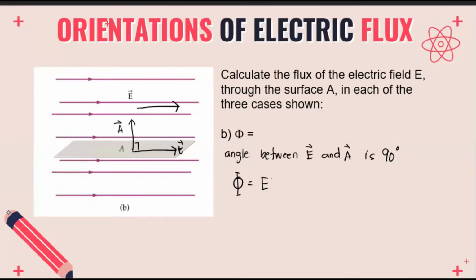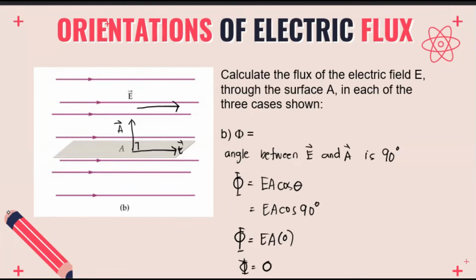Applying the equation for electric flux, EA cosine theta. So our theta, we would be using 90 degrees. Cosine 90 degrees is equal to 0. Tama ba? Cosine 90. Yes. Cosine 90 is equal to 0. So the calculated electric flux for this kind of orientation is equal to EA multiplied by 0.